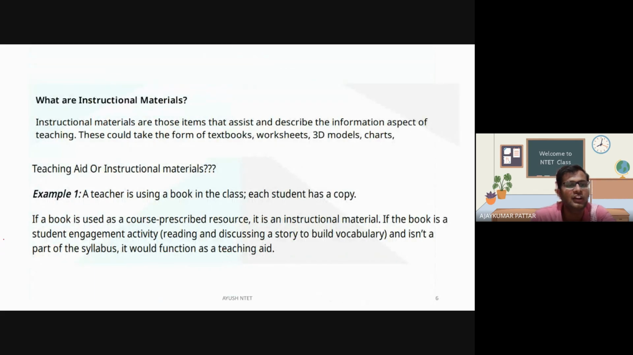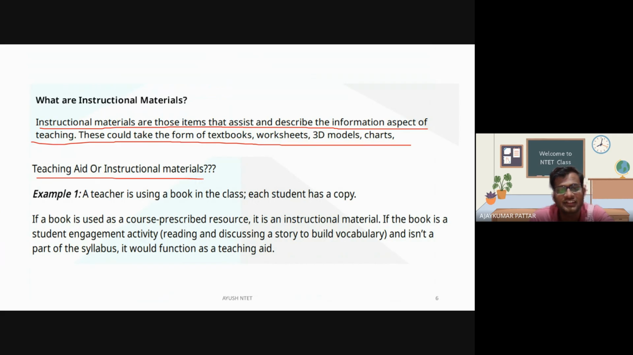So then what are instructional materials? Already I have explained instructional materials. Instructional materials are those items that assist and describe the information aspect of teaching. These could take the form of textbooks, worksheets, 3D models, charts. So what is the difference between teaching aids and instructional materials? One of the examples they have given.